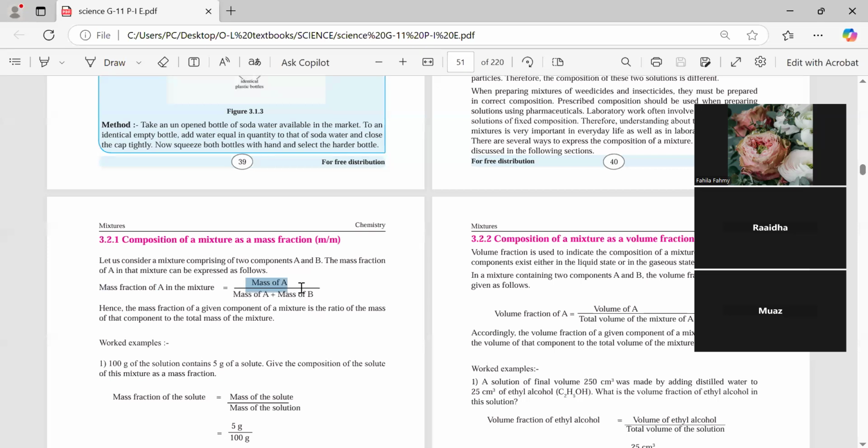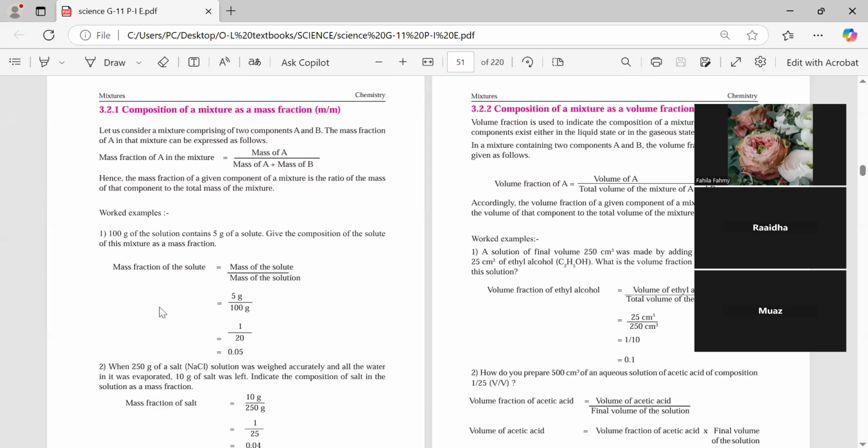Mass of A divided by mass of A plus mass of B. Let's imagine that you had three different substances. That would make it mass of A divided by mass of A plus B plus C. Make sense? Yeah, miss. Okay, right.